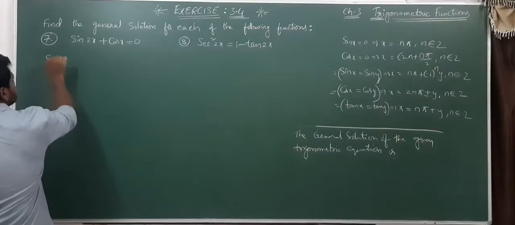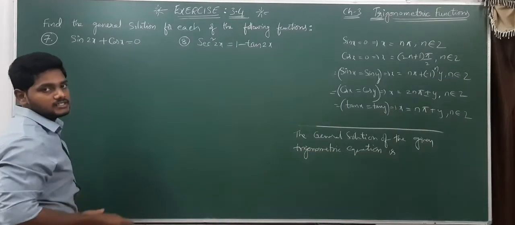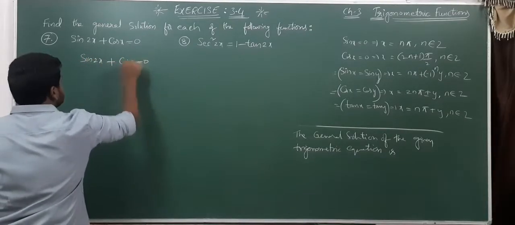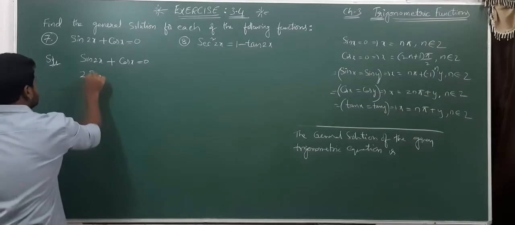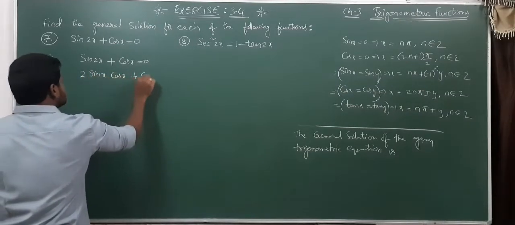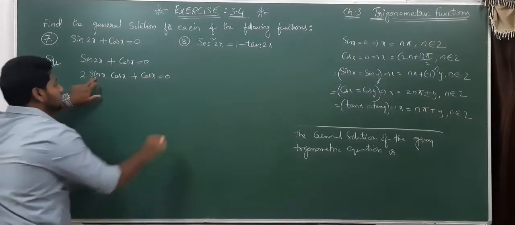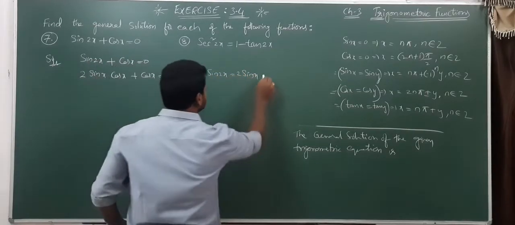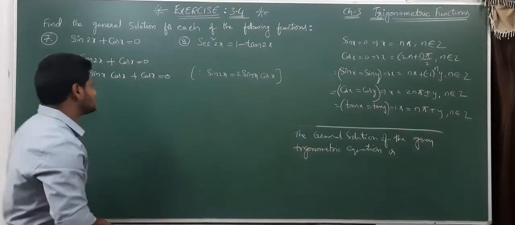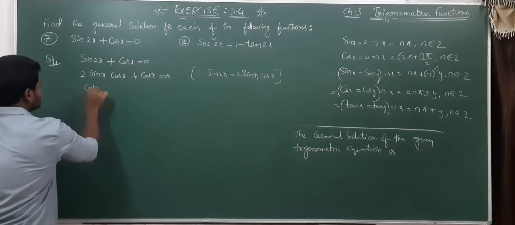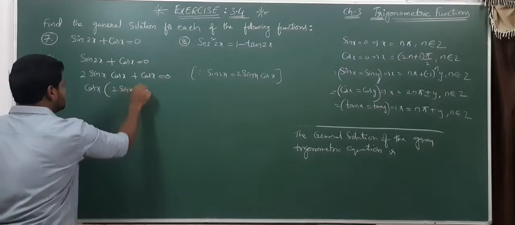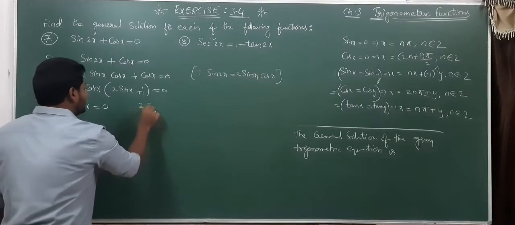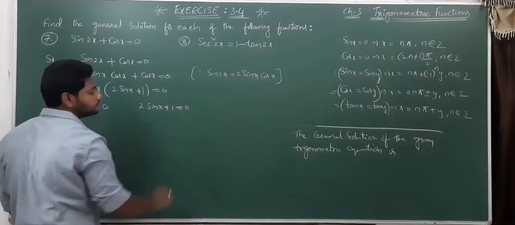For question number 7, how can we write sin 2x? First of all I will write the question: sin 2x plus cos x equal to 0. Sin 2x I will write as 2 sin x into cos x, plus cos x equal to 0. This is the formula of sin 2x, which is 2 sin x into cos x. From these two what can we take common? Cos x. If I take it common, it will be cos x into (2 sin x plus 1) equal to 0. So I will write this as cos x equal to 0, and again 2 sin x plus 1 equal to 0.